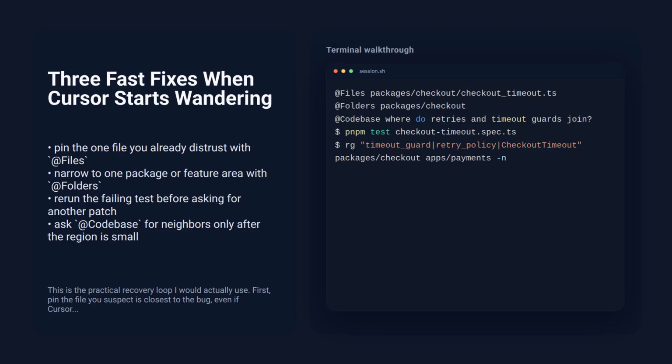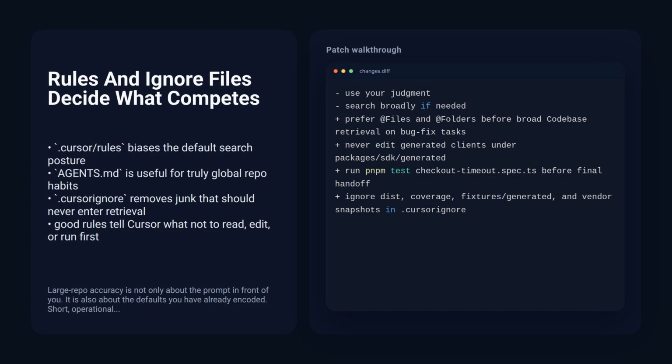You're not trying to sound smarter than the model. You're editing the search space, so the right files win earlier. Large repo accuracy is not only about the prompt in front of you, it is also about the defaults you have already encoded. Short operational Cursor rules can say broad retrieval is not the first move on bug fix tasks. A root agents file can define repo-wide habits, but it should stay global instead of trying to do every job. .cursorignore matters too, because retrieval should not waste effort on build output, generated clients, or stale fixtures. When those defaults are clean, the real bug path has less competition before the agent even starts guessing.